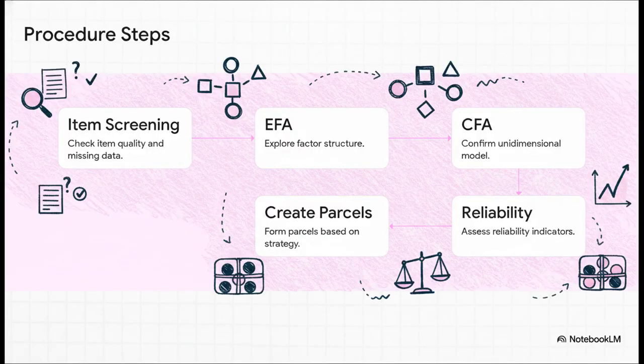If you want to make this foolproof, you'll want to follow a really strict checklist. Start with standard item screening. Check for quality, normality, missing values. From there, run an exploratory factor analysis to make sure there are no hidden subdimensions lurking in the data. Follow that right up with a confirmatory factor analysis to absolutely lock in that unidimensional model. Finally, verify that your reliability hits that 0.70 mark. It's only after passing all 4 of these rigorous checks that you should actually create your parcels.